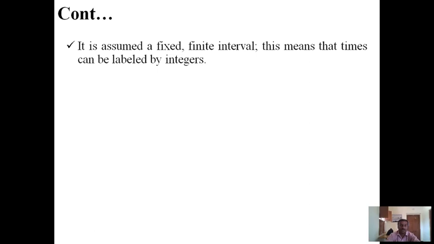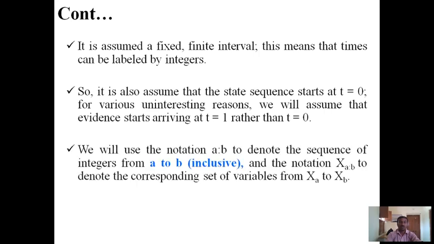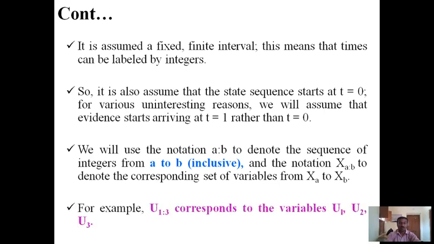This means that time can be labeled by integers. It is also assumed that the state sequence starts at t = 0 for various uninteresting reasons. We will assume that evidence starts arriving at t = 1 rather than t = 0. We will use the notation a:b to denote the sequence of integers from a to b inclusive, and the notation X_a:b to denote the corresponding set of variables from X_a to X_b. For example, U_1:3 corresponds to the variables U_1, U_2, U_3.